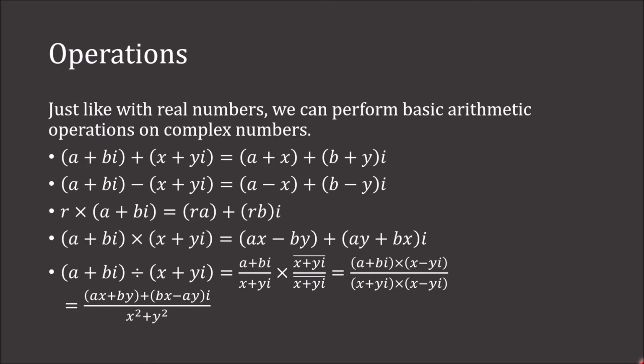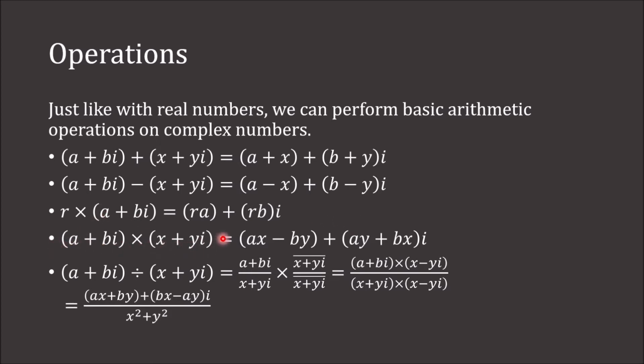Now, just like with real numbers, we can perform basic arithmetic operations on complex numbers. So if you add two complex numbers, you just add the corresponding components. So you add the two real parts and you add the imaginary parts. Same thing with subtraction. You just subtract the real parts and subtract the imaginary parts. If you're multiplying a real number and a complex number, this just works like algebraic distribution.